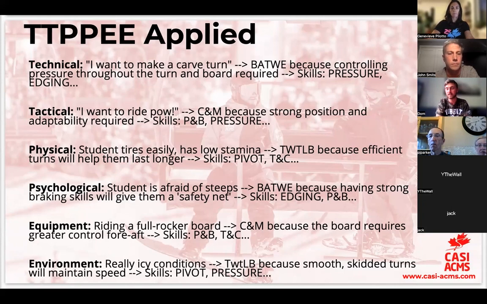Physical factors, the student tires out easily, has low stamina. Maybe you know this because they've told you this, or maybe you know this from days previous when they were beginners. When you taught them the 2 days previous, they were running out of energy a lot. So you're thinking, okay, now that they're kind of more of an intermediate, we're going to work on turning with the lower body, and we're going to just try and get as efficient as possible so that they can last all day, especially when they get on the mountain and they're doing longer runs. That stamina is going to come in. It's going to be a big factor.